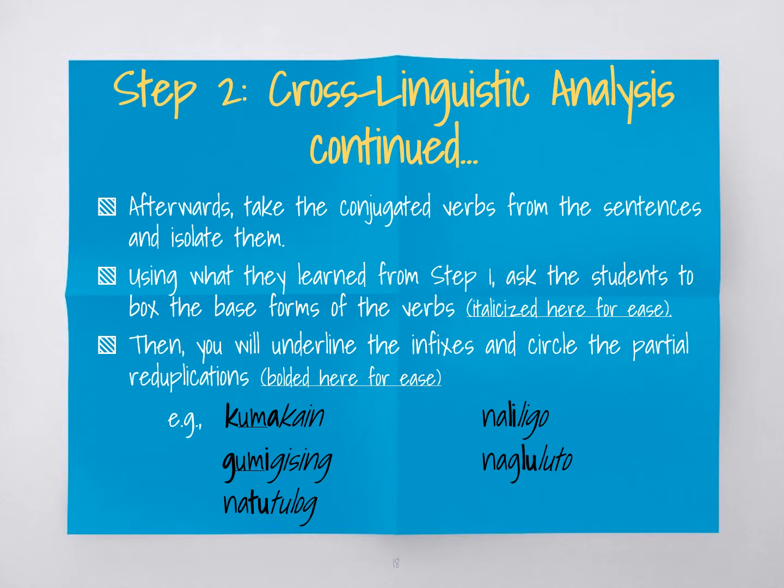To push the analysis further, take the conjugated verbs from the sentences and then isolate them. Using what they learned from step 1, ask your students to box the base forms of the verbs while you will underline the infixes and circle the partial reduplications. For ease, note that we italicized the base forms and we bolded the partial reduplications in the examples down below.